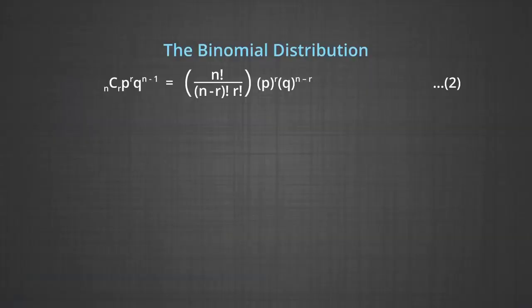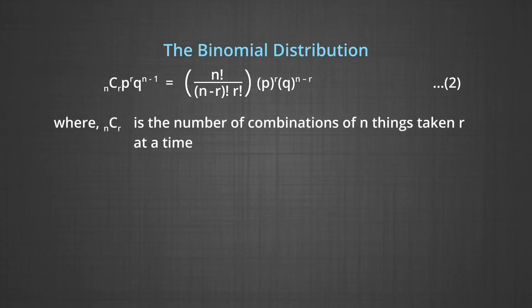This is nCr p to the power r q to the power n minus r, which is equal to n factorial upon n minus r factorial times r factorial. And then we multiply this to p to the r q to the n minus r. These symbols are like this.